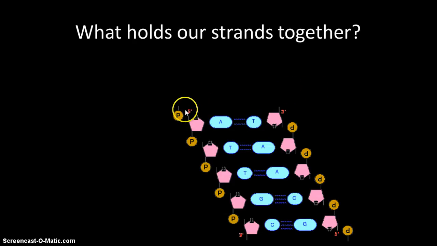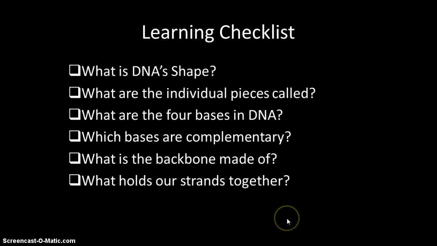Okay, what holds our strands together? When we talk about DNA or any nucleic acid, we're going to talk about strands. And so this part right here is 1 strand, and this part right here is the second strand. You can see these 2 strands are connected in this diagram by these blue lines. What do these blue lines represent? There's our nucleotide. We see our phosphate and sugar, and coming off our sugar is our base. So what holds our strands together? Hydrogen bonds. So hydrogen bonds are going to hold the two pieces together.